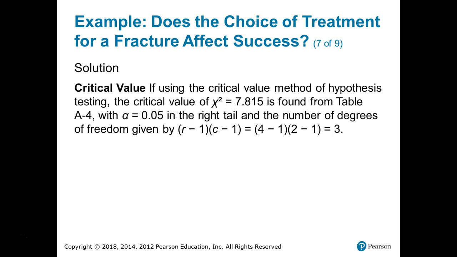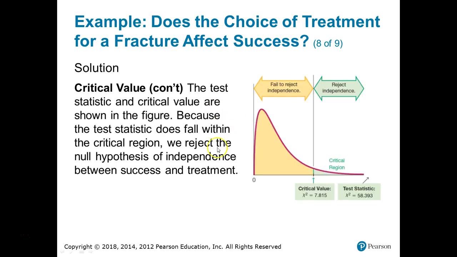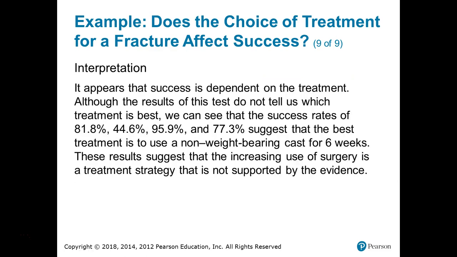If we were doing it with the critical value, not the p-value, we would look at the critical value from the table, and with our significance level and our degrees of freedom, we would compare and contrast the two. So we have our critical value of 7.815. Our test value is way out yonder. So because we are in the green critical region, we reject the null hypothesis. Same conclusion. So it appears that success is dependent on the treatment.